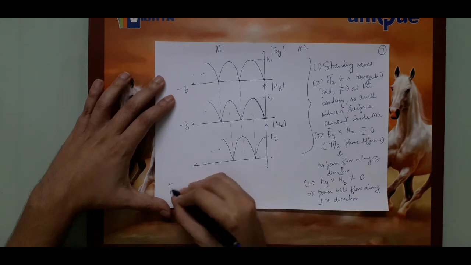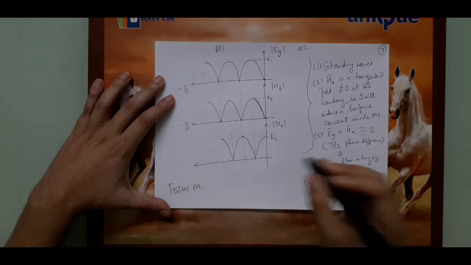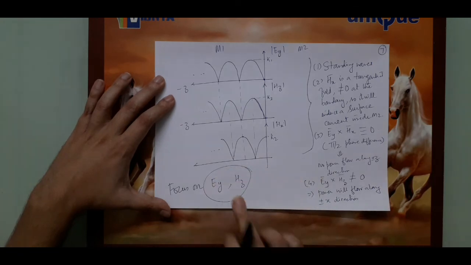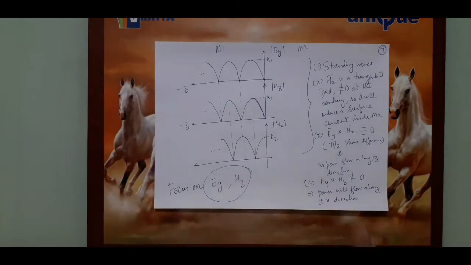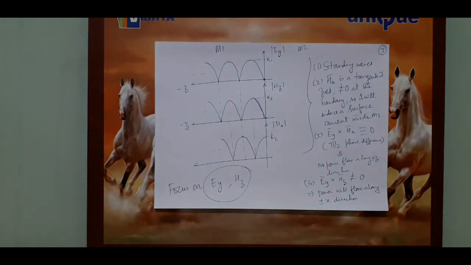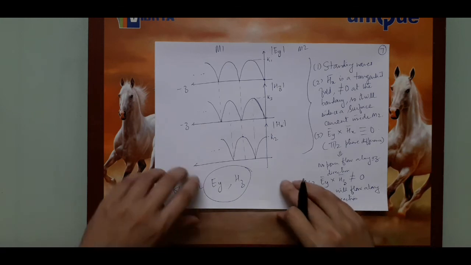So now focus on Ey and Hz because this is my gold mine. This is my gold mine because these two field components can actually help me transport power along the boundary. So coming back to what Ey and Hz look like.